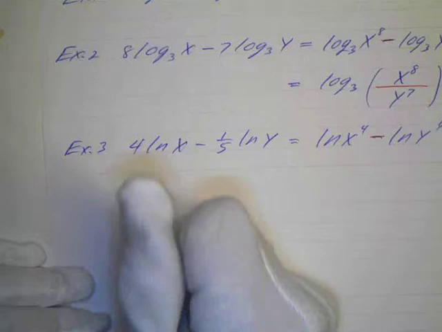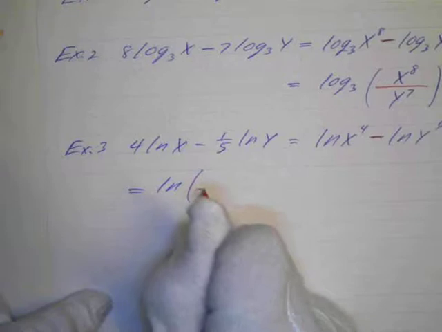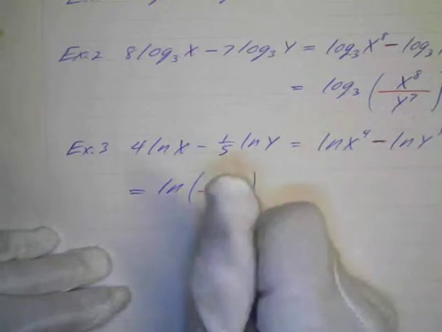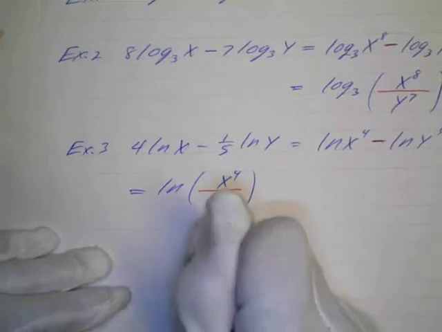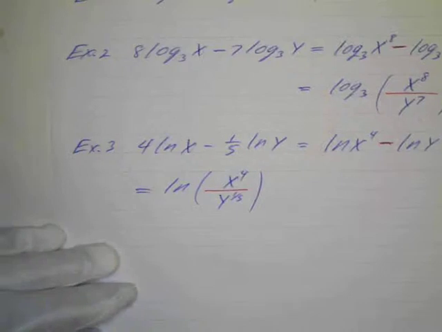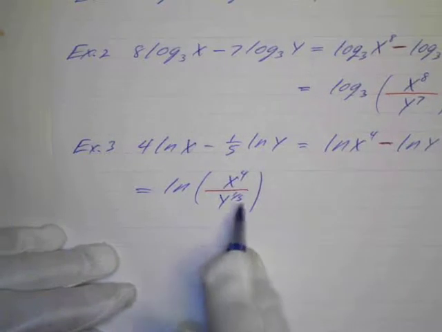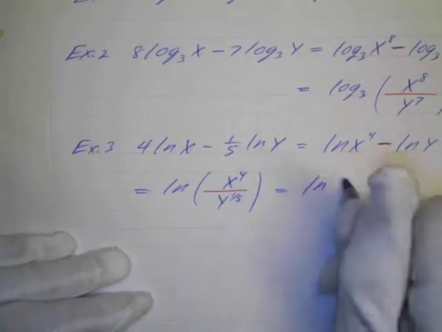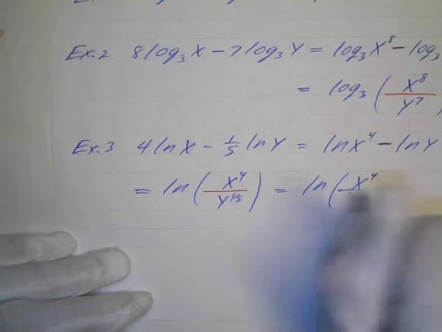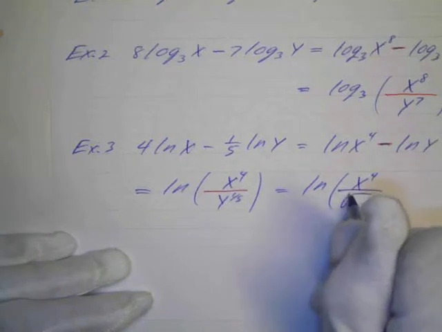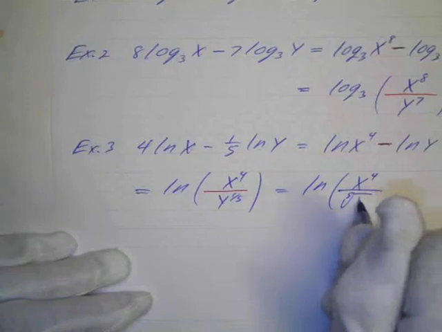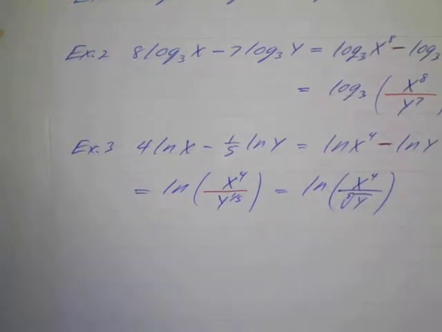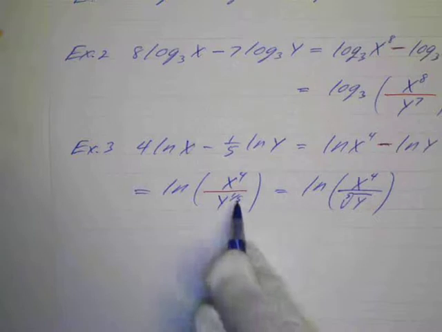Apply the quotient rule, so we'll have 1 log, natural log in this case. And we're going to have a quotient there. x to the 4th goes on top. And y to the 1/5 goes on the bottom. And now sometimes you could leave it like this, but sometimes we just put this back as a root. And we could write it like that also. That's the 5th root. Hope you can see that. So the 1/5 power is the 5th root.